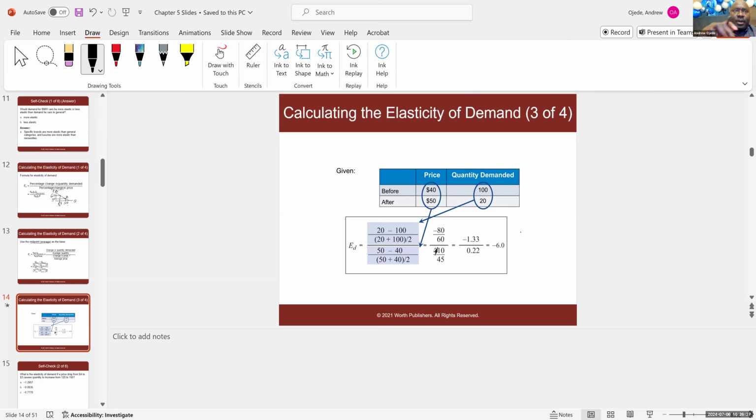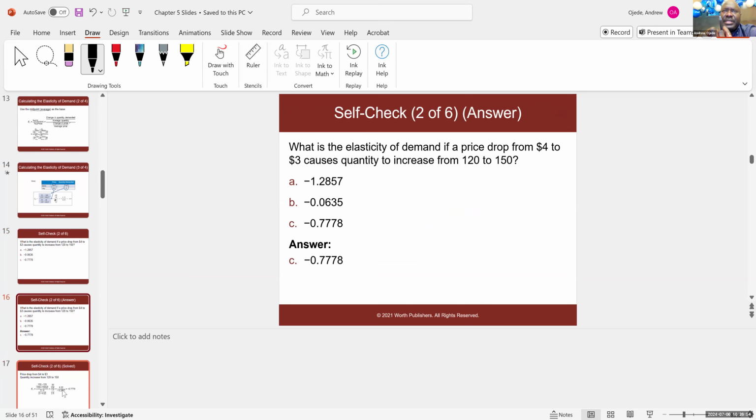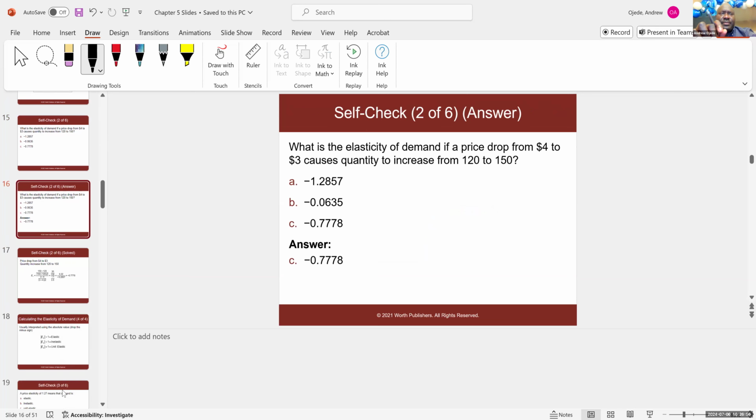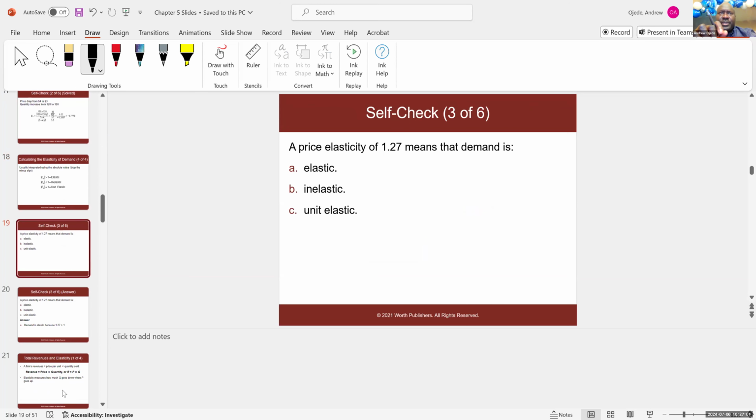Okay. All right. So let's check your understanding here. What is the elasticity of demand if a price drops from $4 to $3, causing quantity to increase from 120 to 150? Again, you're going to use the formula for midpoint. The answer there is going to be 0.778. But how do we do it? The solution is, where do I put the solution?